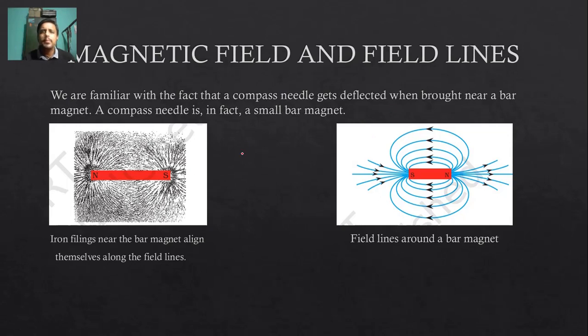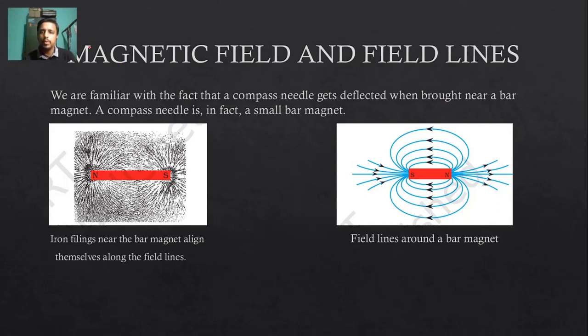Magnetic field and field lines. We are familiar with the fact that a compass needle gets deflected when brought near a bar magnet. No, sorry, not by Ørsted.